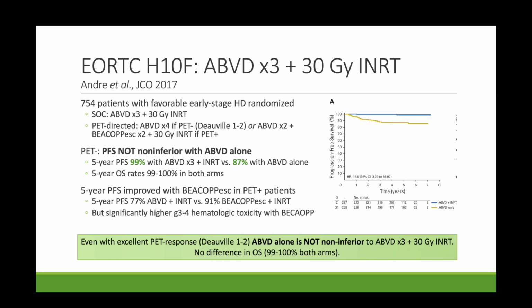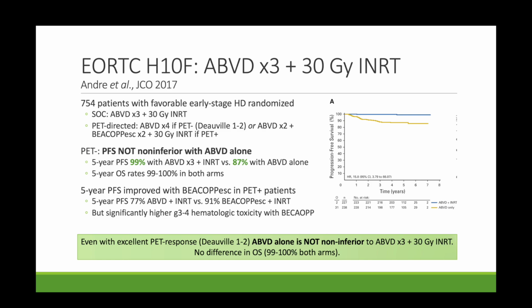any radiation. In terms of the PET-positive patients, the 5-year progression-free survival did improve with escalated BEACOPP. So the 5-year PFS was 77% with ABVD plus INRT, in the standard arm, versus 91% in the escalated BEACOPP times 2 plus INRT. However, BEACOPP is a very, very toxic regimen and has significant rates of grade 3 to 4 hematologic toxicity. So it's actually not really used in the US. It's more commonly used in Europe, but we really don't use it in the US.